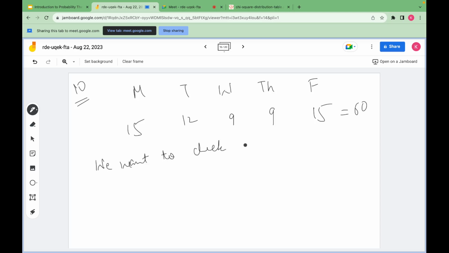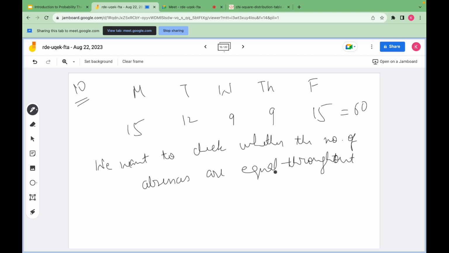So we want to check whether the number of absences are equal throughout the 5 days. If it will be equal, what will be the number of absent people per day? The total absent people in a week are 60.